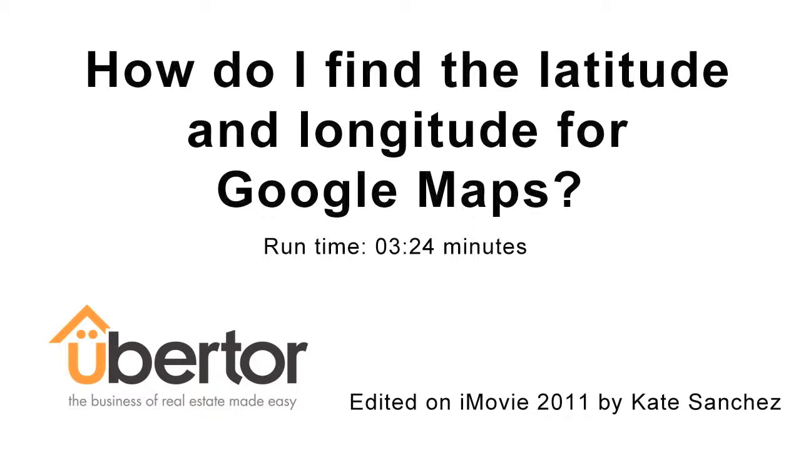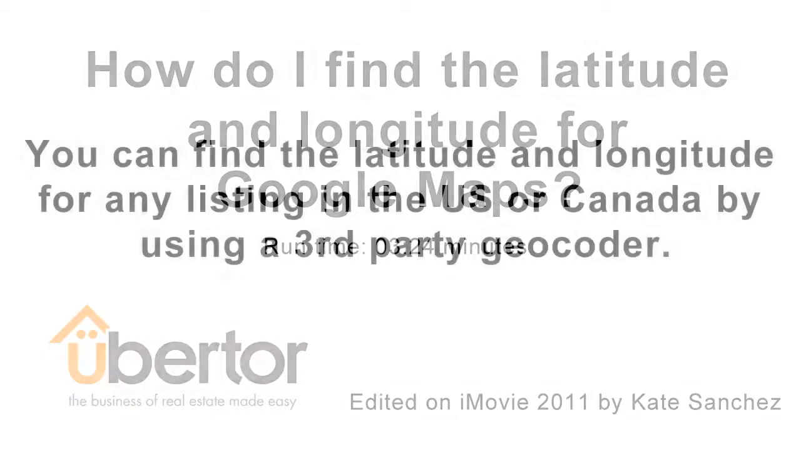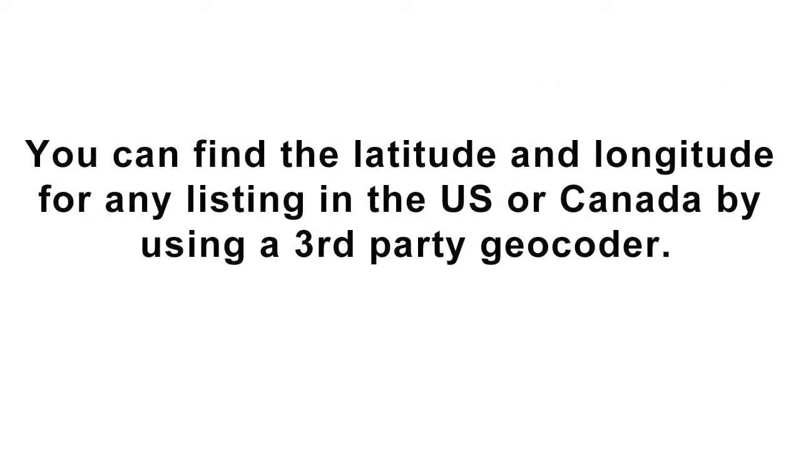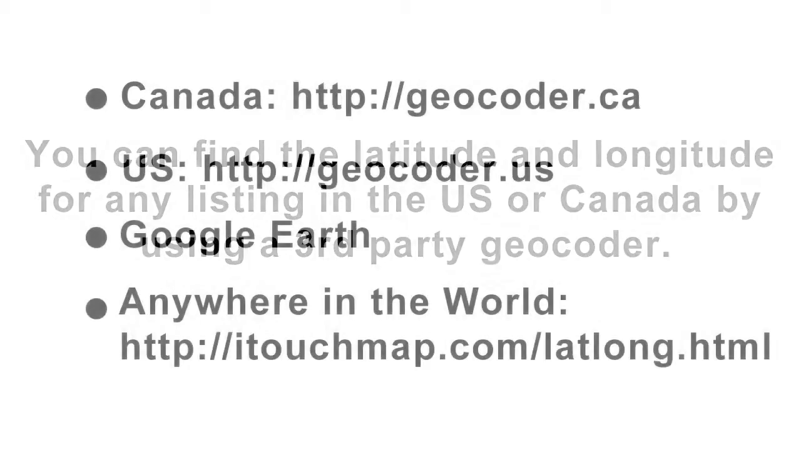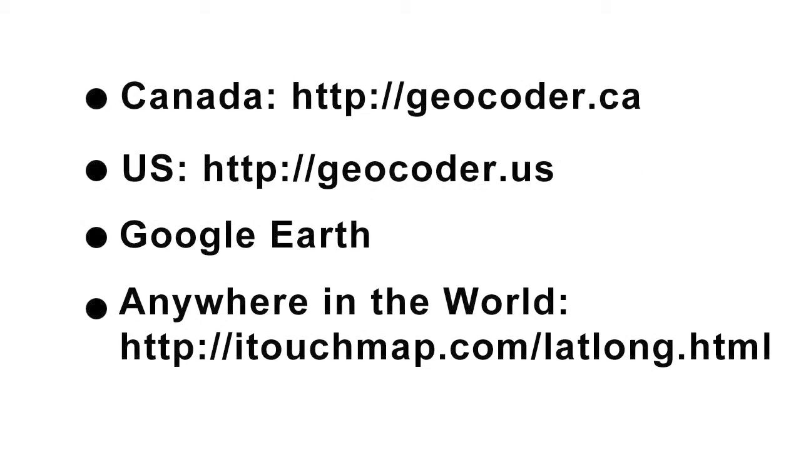How do I find the latitude and longitude for Google Maps? You can find the latitude and longitude for any listings in the US or Canada by using a third-party geocoder. Check out the screen for our examples.